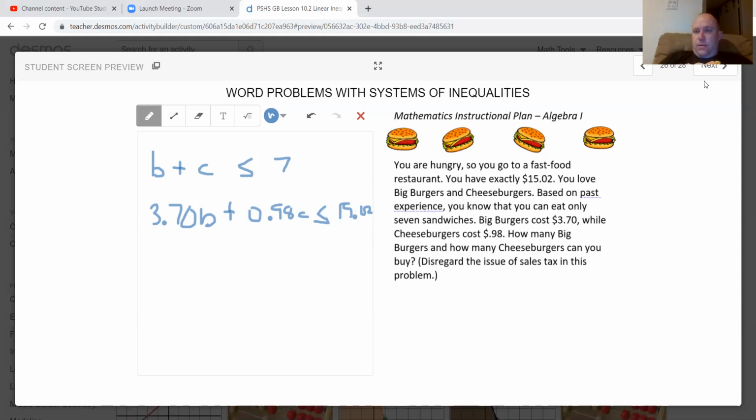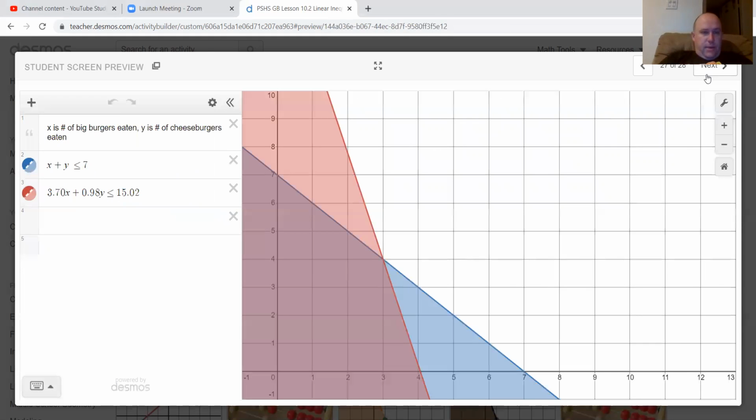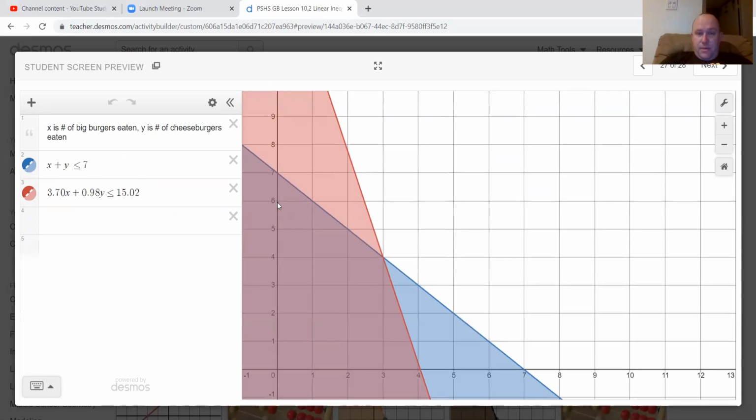And then we can actually go across and look to see what it looks like when it's been graphed. So I typed in those 2 equations already, except I didn't put B and C because I know that won't graph. So I switched them to X and Y just to make it a little easier. So if we're looking in this region here, the darkest shaded region, these would all be valid answers here. So I could have 0 big burgers and 7 cheeseburgers. That would work. I could have 0 big burgers and 6 cheeseburgers, and etc., etc.